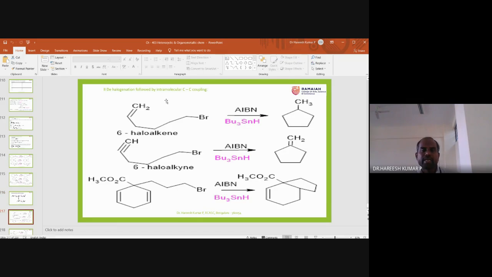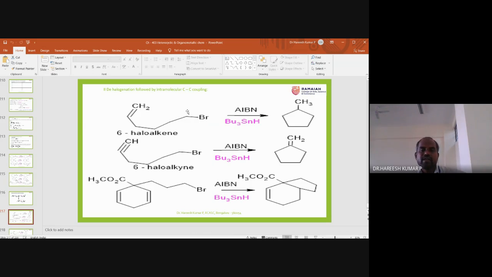So look here. Here I am taking a different one. What you can observe is that numbering you have to start with this: 1, 2, 3, 4, 5, 6. So sixth bromo means you can say that it is a 6-halo alkene. This 6-halo alkene, when it is subjected to AIBN, a radical initiator, there will be a radical formation here.